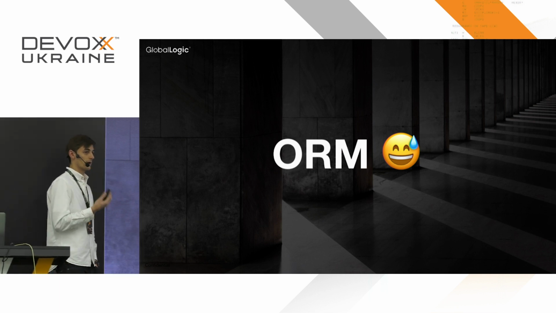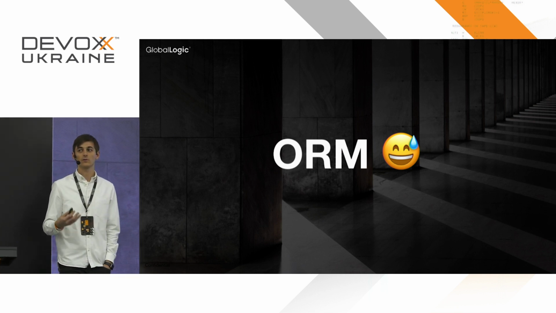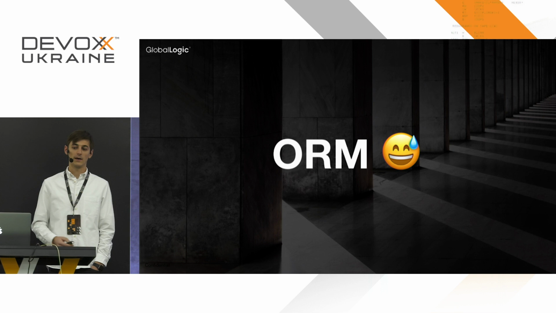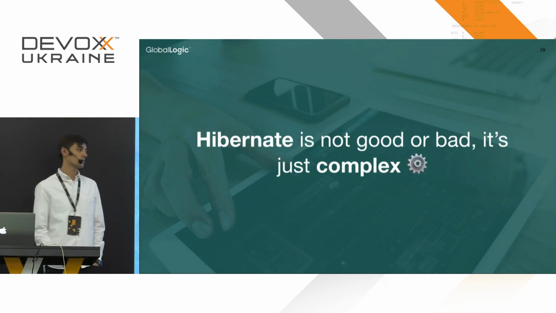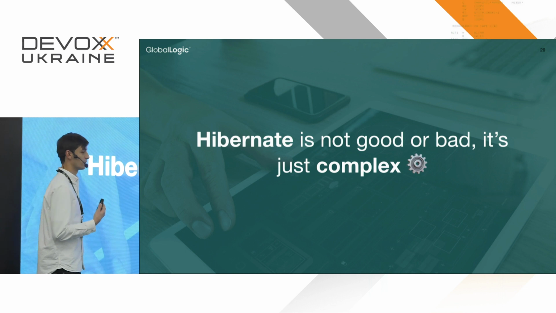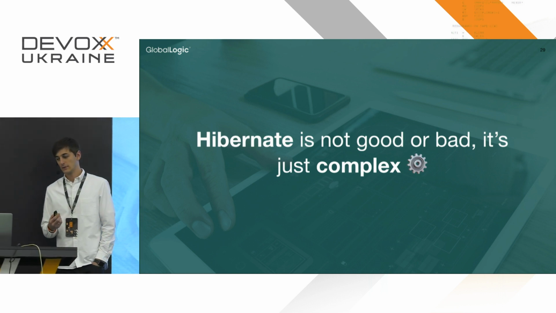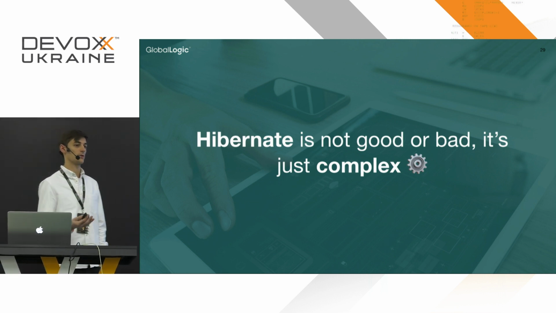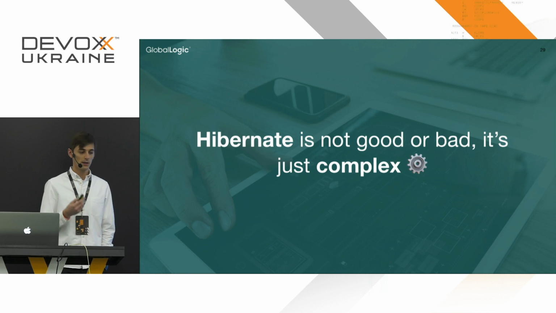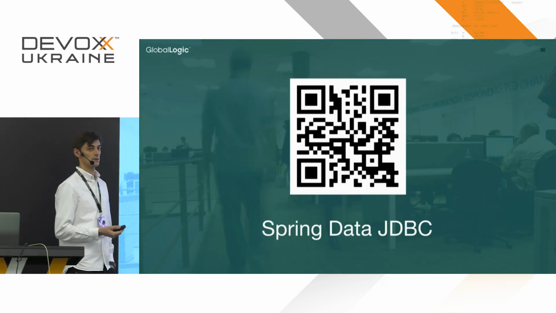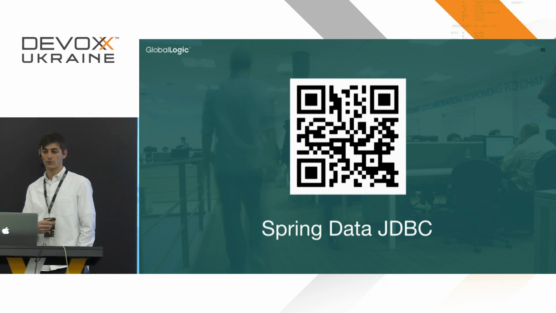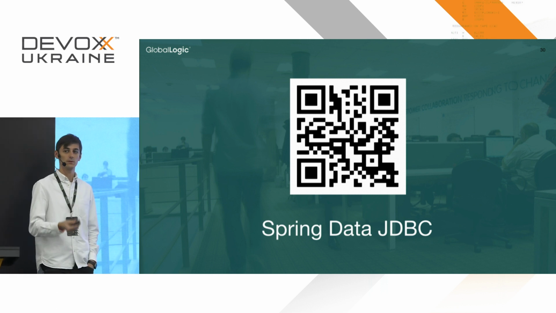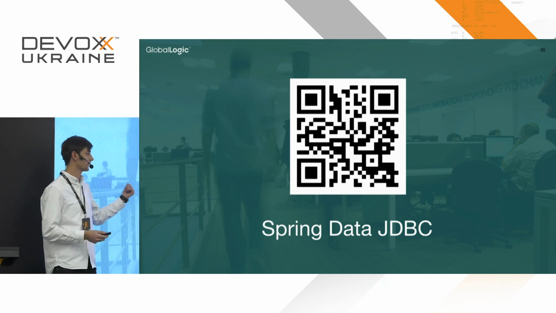To summarize, ORM is a simple, nice idea, but it's very hard to implement. And in my opinion, Hibernate is not good or bad, it's just complex. And you should be thinking about that before you start using it. I also think that you should be considering other options, and one of the options is Spring Data JDBC. Recently, I was at the Spring One conference, and I visited a talk called Domain-Driven Design with Spring Data JDBC compared to Hibernate. And this is the link to that talk.